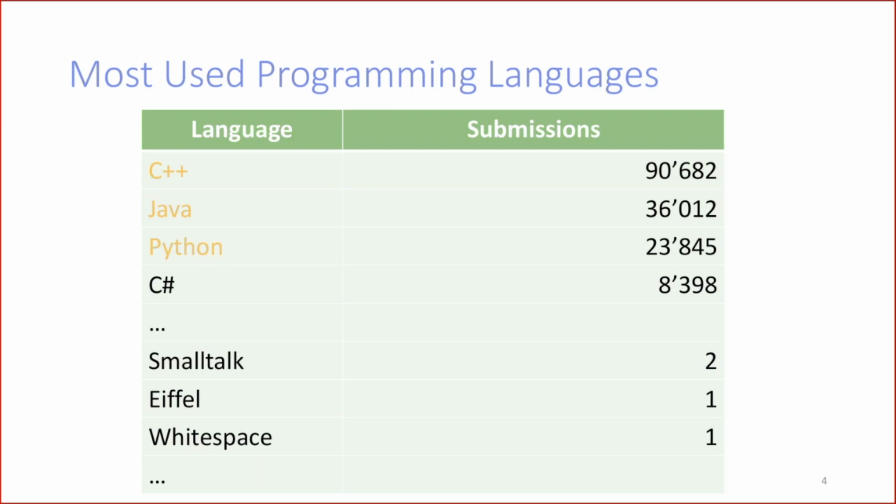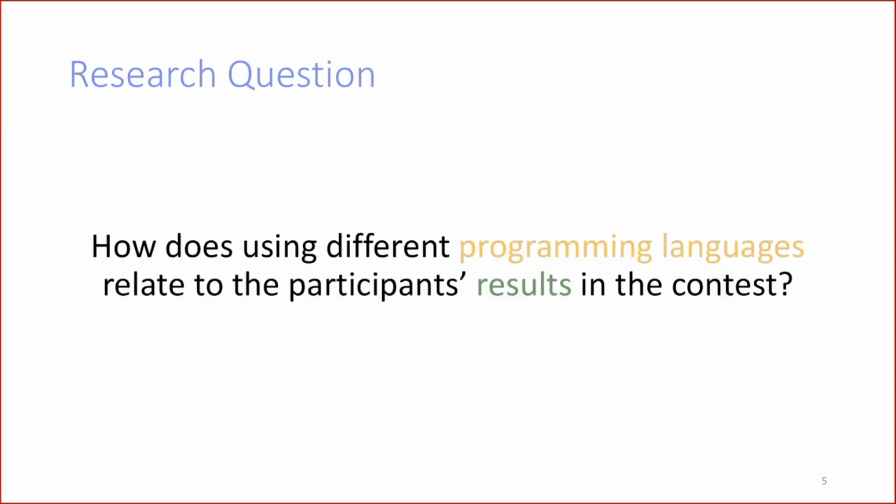So we decided to focus for this analysis on the top 3, both because there's way more information about those, and also because they're being used consistently throughout all editions and so on. So it was a good focus. And the key research question that we investigated on this data is the following. How does using different programming languages relate to the participants' results in the contest?